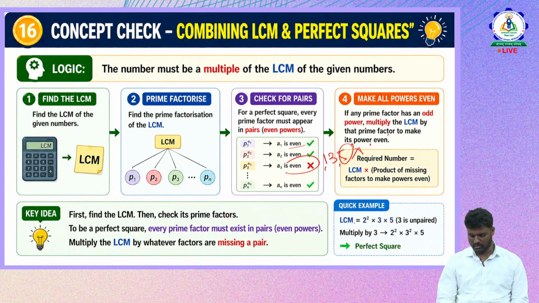For example, suppose the LCM is 2 to the power of 2, 3 to the power of 1, 5 to the power of 1. Here 3 is unpaired, so multiply by 3. Then 3 to the power of 1 multiplied by 3 becomes even, so this will become a perfect square. First find the LCM, then check its prime factors. Every prime factor must exist in even pairs. Multiply the LCM by whatever factors are missing a pair, and we will get the solution.